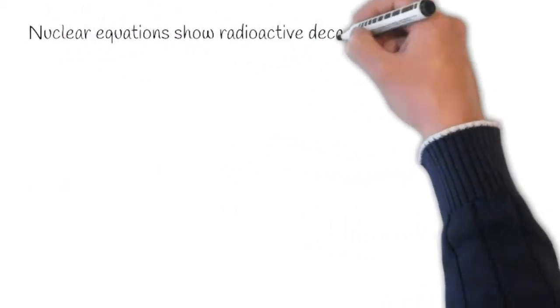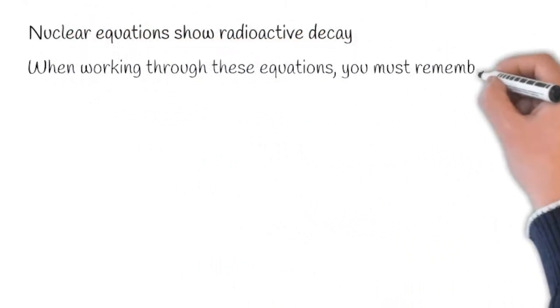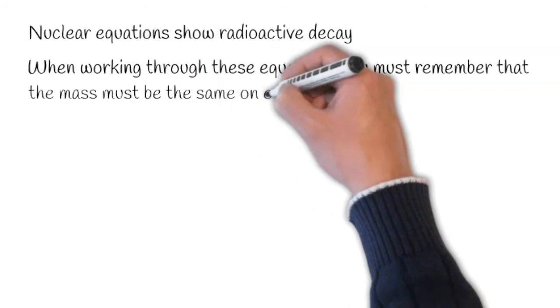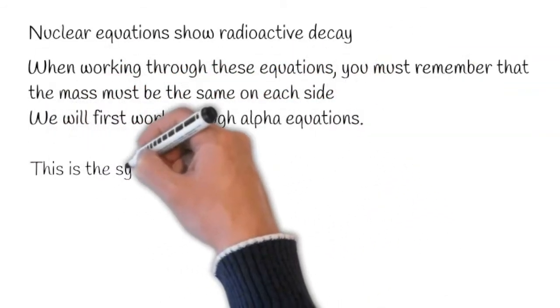Nuclear equations show radioactive decay. When working through these equations, you must remember that the mass must be the same on each side. We will first work through alpha equations.